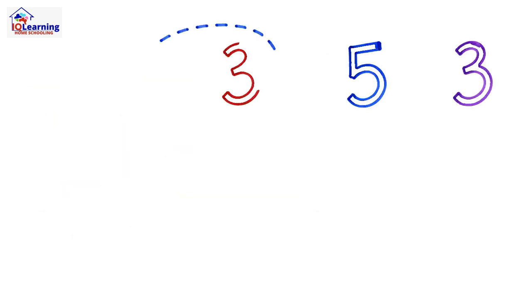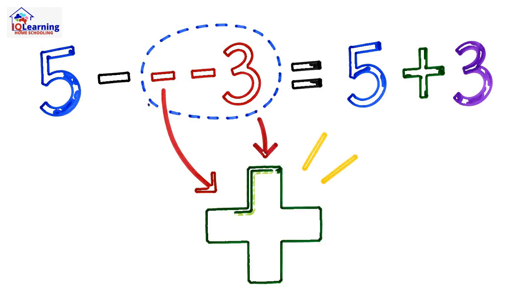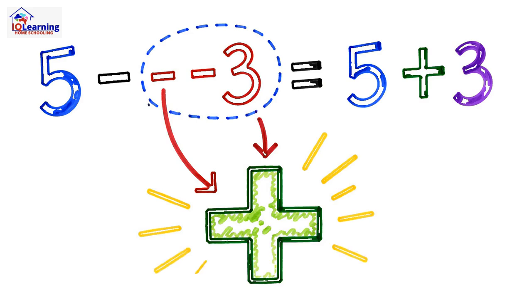And when you see two negatives side by side, like in 5 minus negative 3, they join together to form a big plus sign. It's just 5 plus 3.